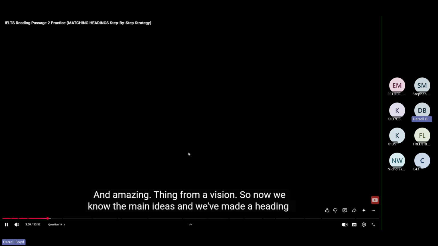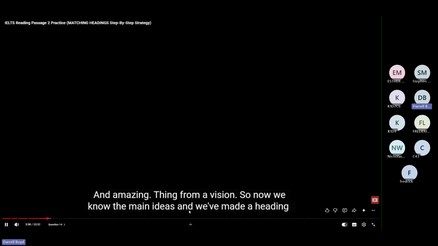So when you have chosen a heading, you can then cross that heading off, and it's going to make it easier for you when you do the next headings because you have less to choose from. So now let's go to the next question, which is 15, and that's about paragraph B. So let's go back up and think about what the main ideas are for this paragraph.